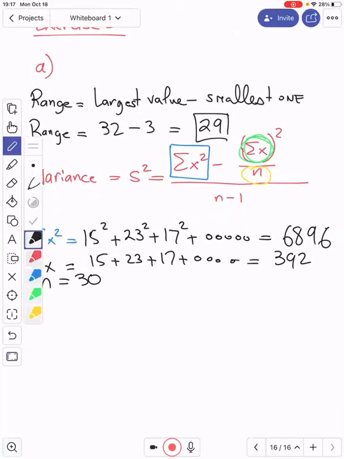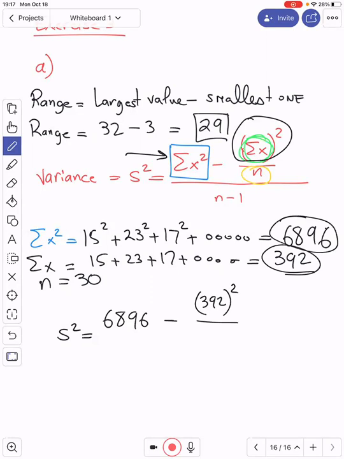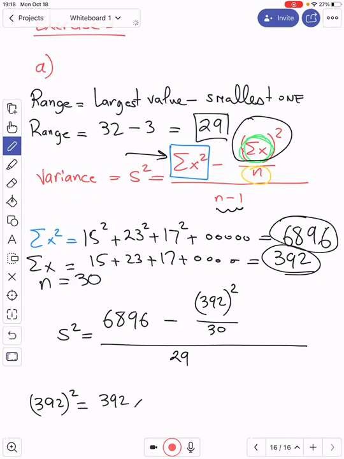All right, so we are good to compute this S squared. First, we have the sum of the X squared, 6,896, minus the square of the sum of the X's, which is 392 squared, over N, that's 30. And then the whole thing divided by 30 minus 1, that'll be 29. What do I mean, guys, by 392 squared? That's 392 times 392.